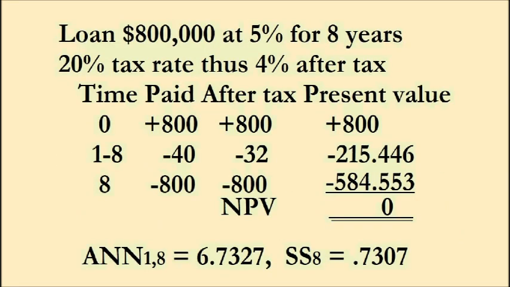Let's do another example. Here we've got a $800,000 loan at 5% for 8 years, a 20% tax rate. So the after-tax rate, well, that would be 4%. And let's see, time period 0, receive the 800. Time periods 1 through 8, we pay $40. Remember, we've got that tax savings. And in period 8, we pay back the principal of 800. Looky there, net present value is 0.